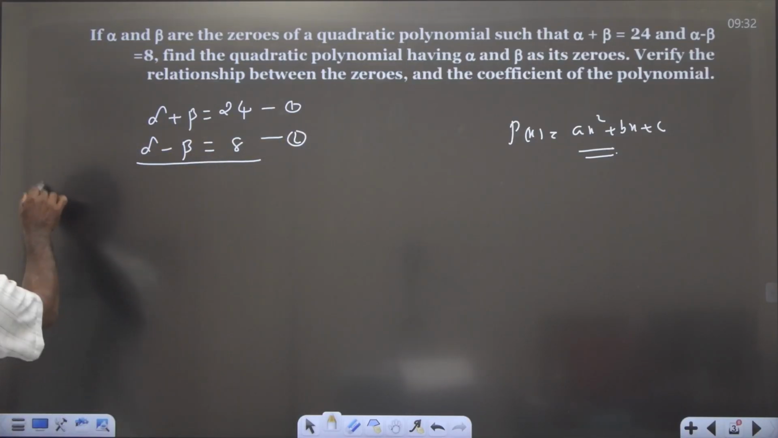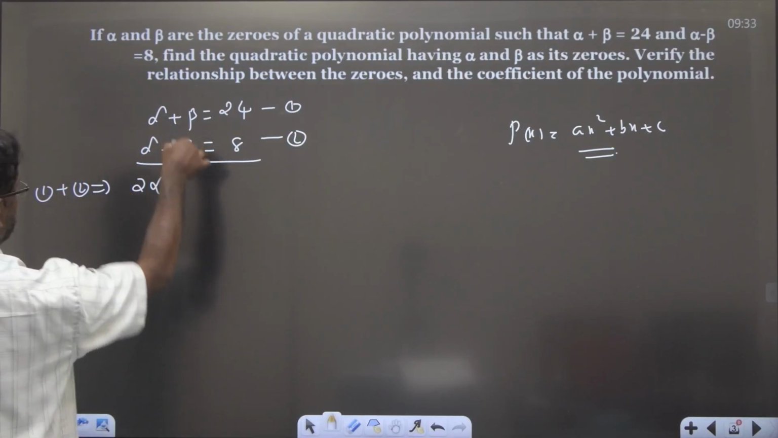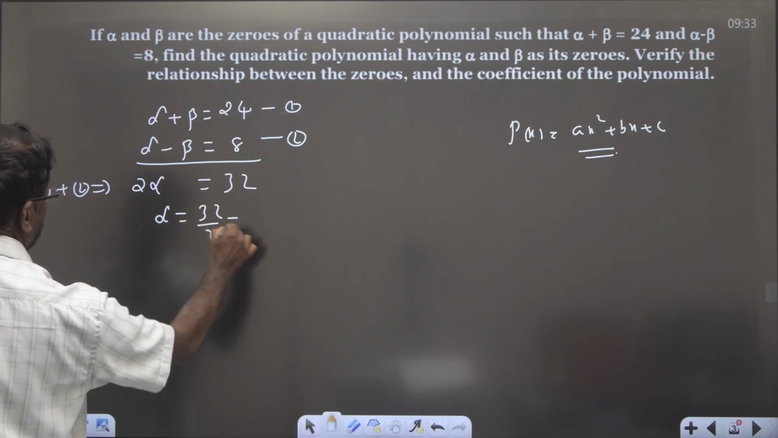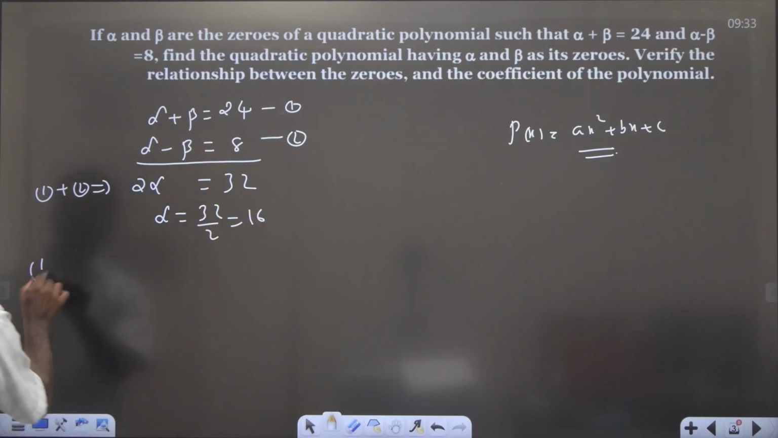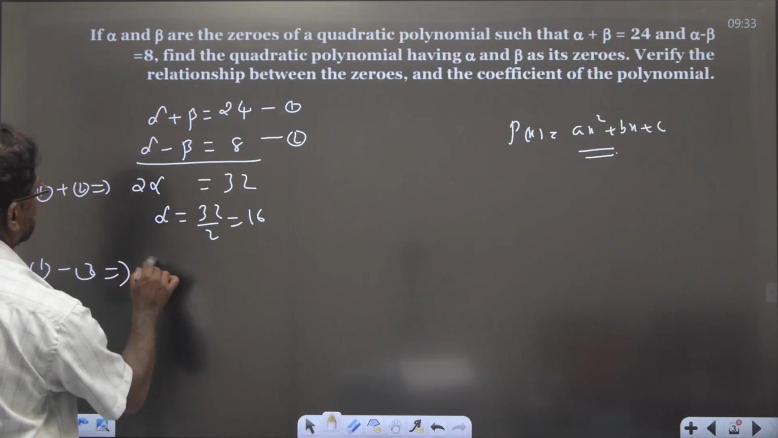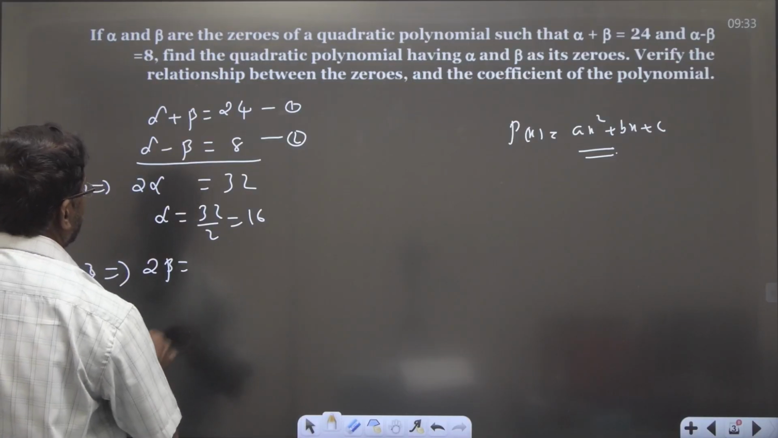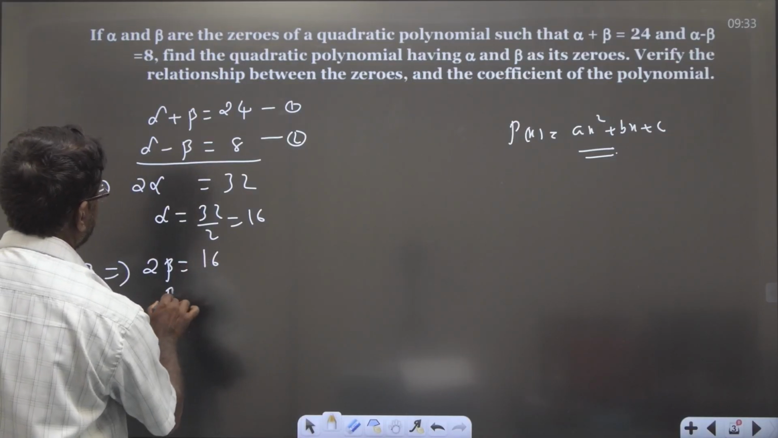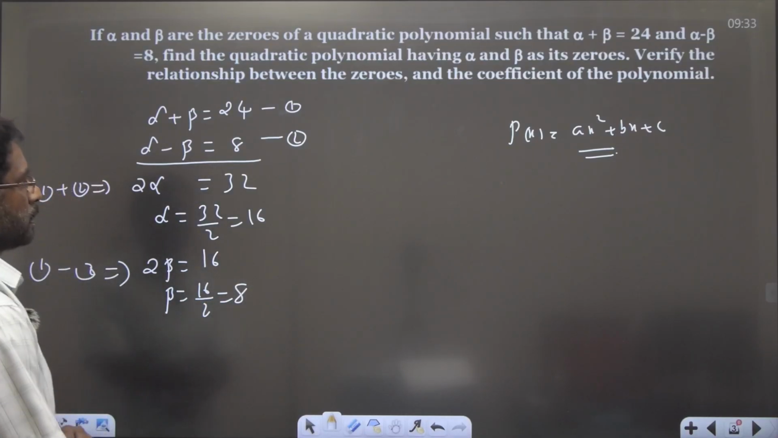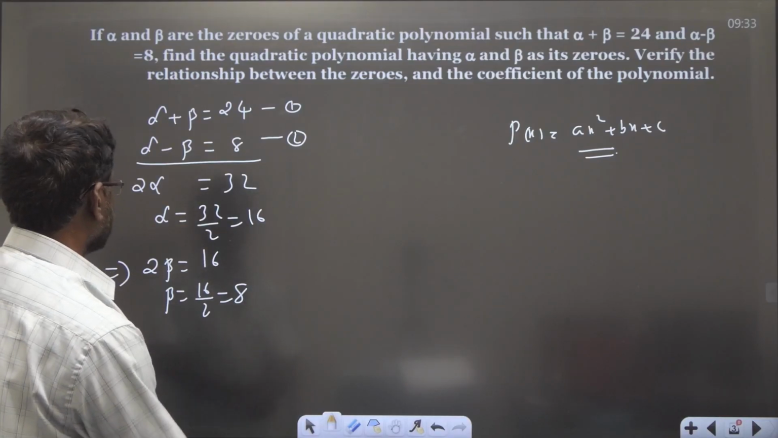So add 1 plus 2. Alpha plus alpha becomes 2 alpha, beta plus minus beta is 0, and 24 plus 8 is 32. Alpha is equal to 32 by 2, 16. When we subtract 1 minus 2, alpha minus alpha is 0, beta minus minus beta is 2 beta, 24 minus 8 is 16. Beta is equal to 16 by 2, 8. So alpha is equal to 16, beta is equal to 8.